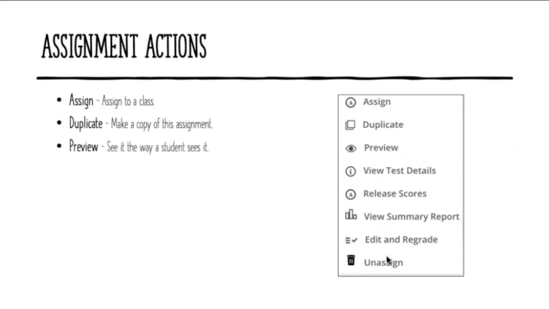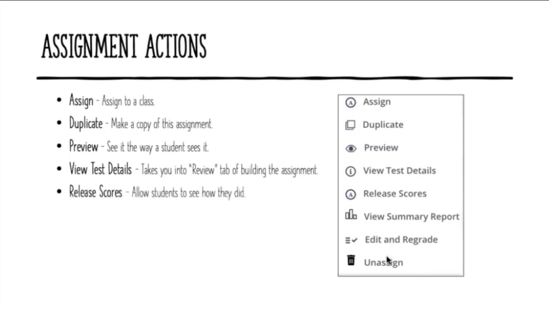You can preview it to see it the way the student sees it. You can view the test details. That just takes you straight to that review tab that you were in when you were building the test. You can go back in and modify. Release scores lets you into that interface again to decide how much feedback they can see. Summary report generates just a summary of how the assignment went.